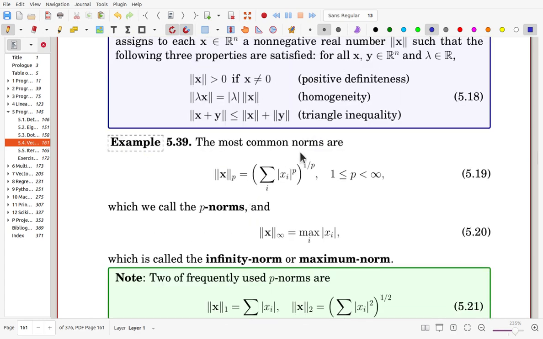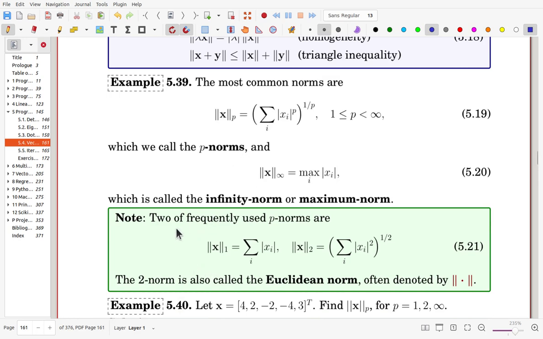The most common norms are the p norms and the maximum norm. For p norms, for the entries, take absolute values and the p power and sum. And for the sum, we apply the power 1 over p. For the maximum norm, we take the largest value in modulus after taking the absolute values. The maximum norm is also called the infinity norm.